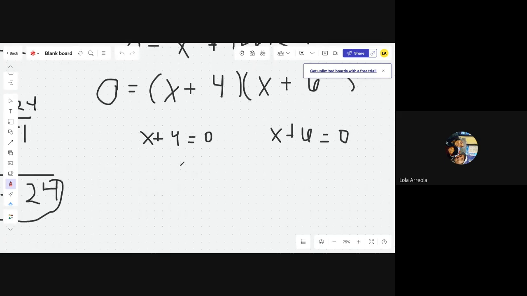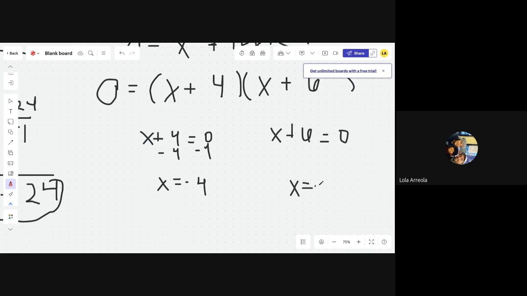And now I just individually solve for x. So I want to get x by itself, so I have to subtract 4 from both sides. So now I have x equals negative 4, and minus 6 on both sides, I have x equals negative 6.